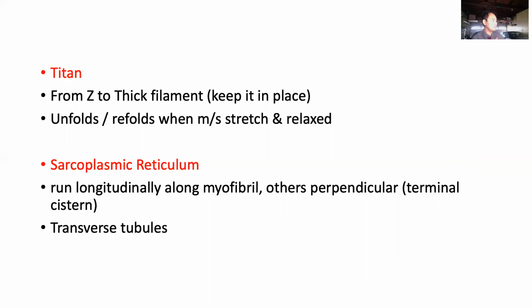Titin protein runs from the Z disc or Z line to the thick filament. It keeps the myosin filament in place. It is a spring-like, coil-like structure, and it can be stretched, it can be relaxed. And don't forget transverse tubules and sarcoplasmic reticulum.